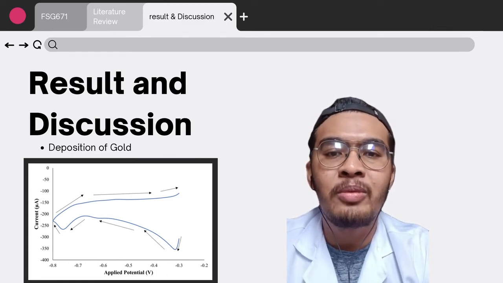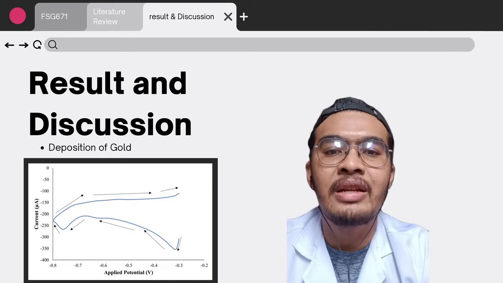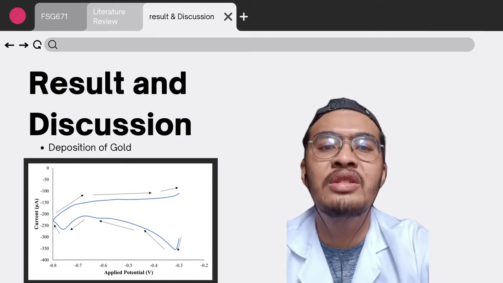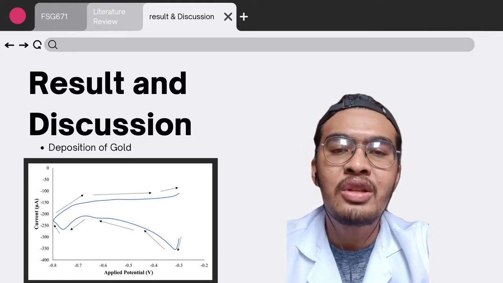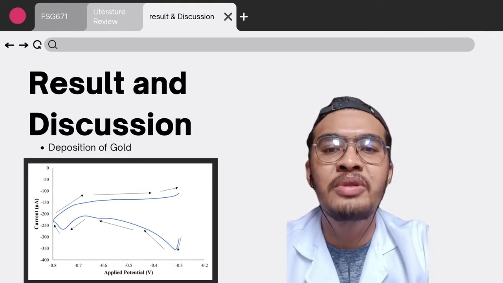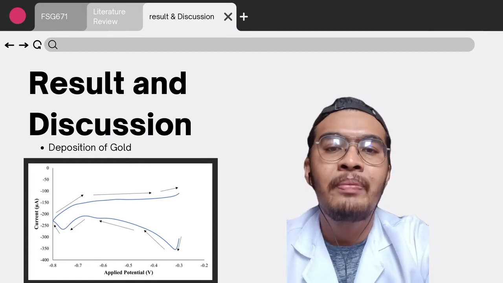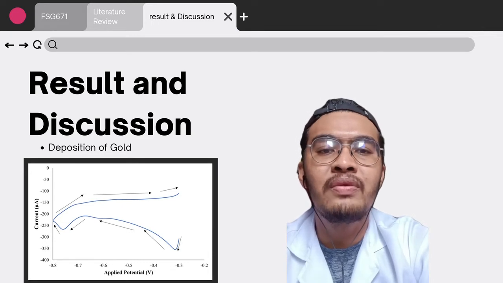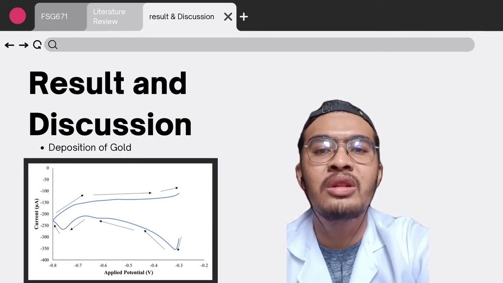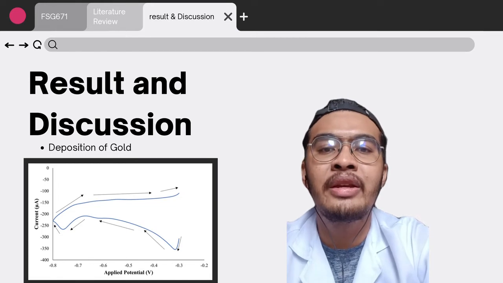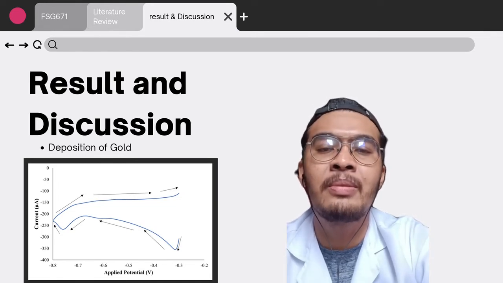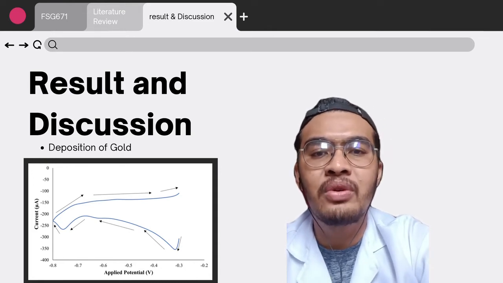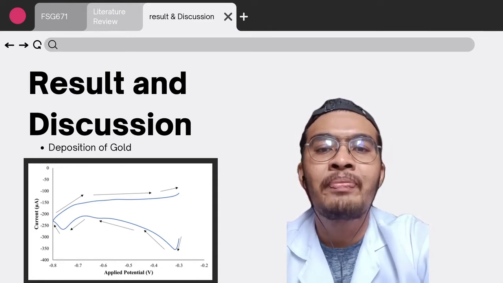As shown on the voltammogram, it can be seen that a small cathodic peak appeared at a potential of negative 0.316 volt, demonstrating a little nucleation of gold particles on the SPGE surface. Thereafter, the current started to decrease from negative 0.318 volt to negative 0.602 volt due to the depletion of gold ions at the interface of the SPGE surface. Further scanning to a more negative potential at negative 0.6 volt resulted in a very small peak.